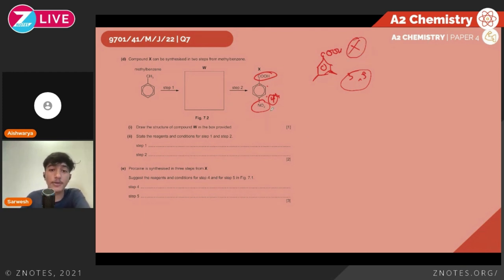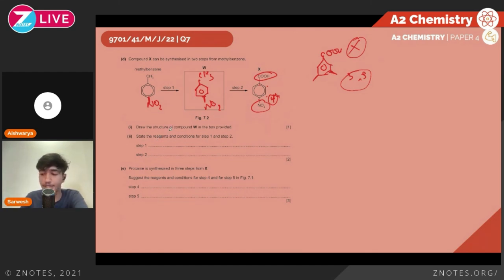So at first we will add the nitro group. The CH3 will direct the nitro group over here to the 4th position. Okay, and then we will be doing side chain oxidation. So this is our compound W, CH3 with NO2. Okay, state the reagents and conditions for step 1 and step 2.